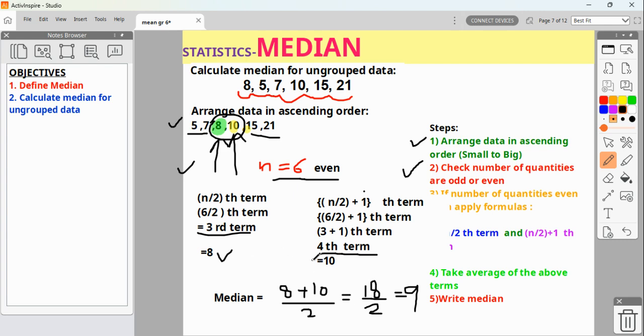So when we got two values, which one will be the median? How to decide? We have to take the average of both the numbers. Average means mean, find the mean. 8 plus 10 divided by 2, because there are two quantities, so we have to divide by 2. So hope you have understood how to calculate median, and median is the middle value of the data.